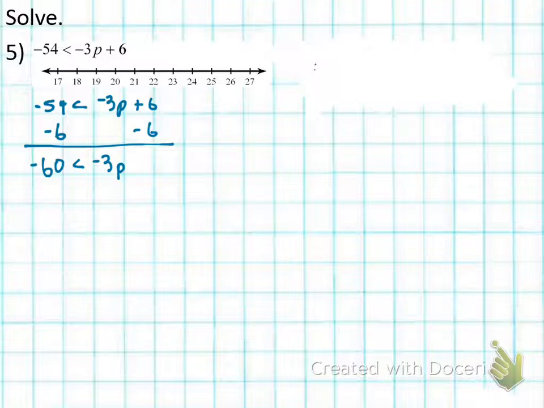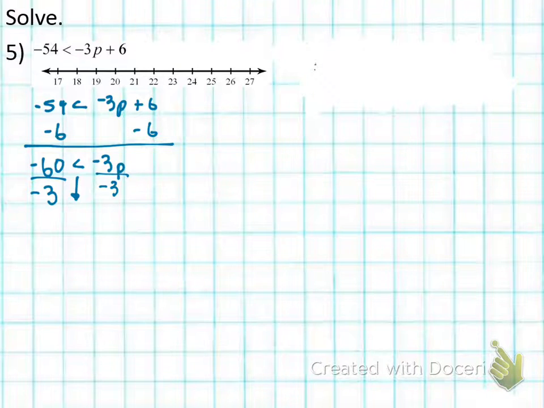Okay, good. Look up. So what am I doing next? I'm dividing by a negative number. What am I supposed to do with it? What does step 2 say? I'm dividing by a negative. Therefore, what? Flip the what? Inequality sign.